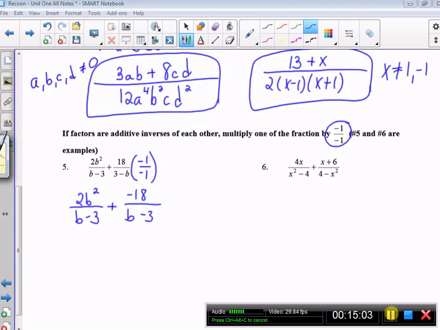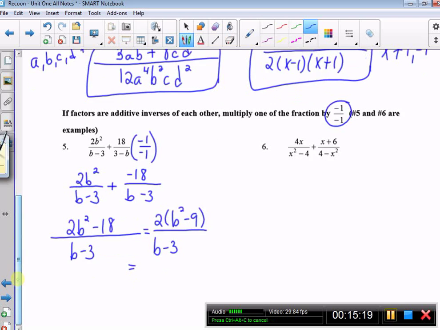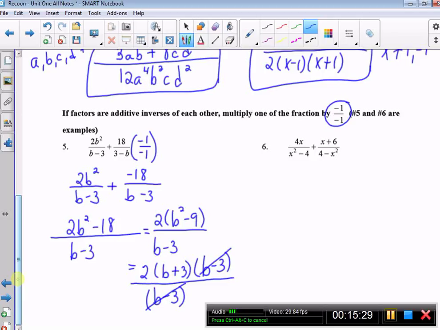Okay, so now we have 2b squared minus 18. Sorry for that interruption. All over b minus 3. Let's see if we can factor further. 2 times b squared minus 9. Yep. And then a little bit more. 2 times b plus 3 times b minus 3 all over b minus 3. And so b cannot be 3. That would make it undefined. And the final answer is 2 times b plus 3. Or you could have 2b plus 6.